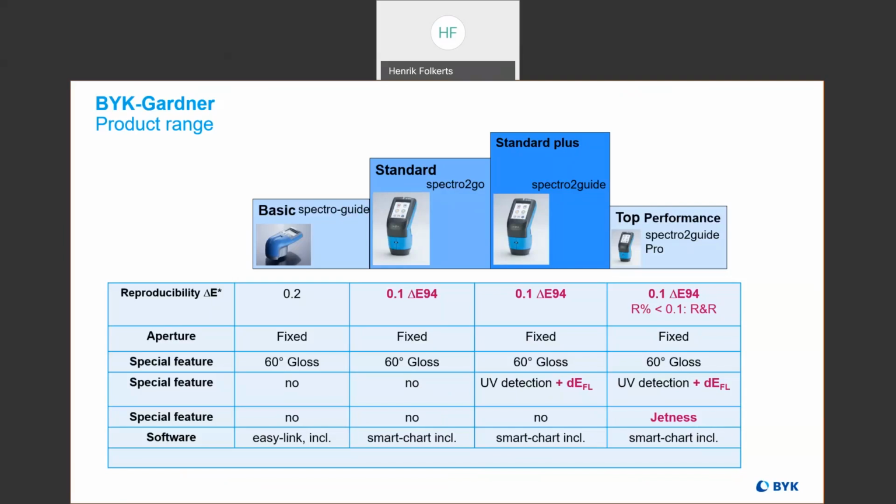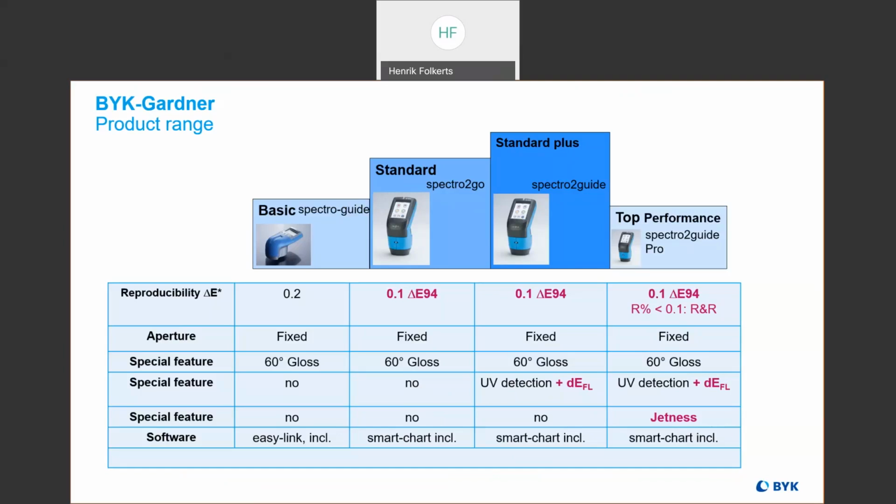And then we have our top-of-the-line model, the Spectra 2 Guide Pro. And this one actually has improved reproducibility, particularly in the low reflectance range. But this is really the one that's the specialist for doing jetness measurements. Jetness is a measure of how black is your black, essentially. So if you're dealing with very dark colors or colorants, you want as little reflectance as possible. You want as good a black look as possible. This is the instrument you want for measuring jetness.